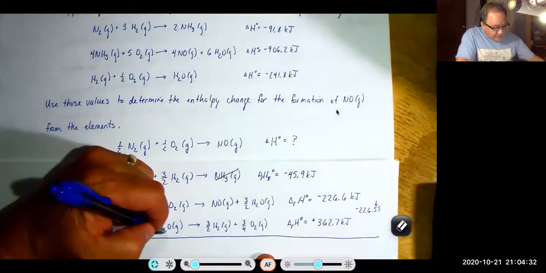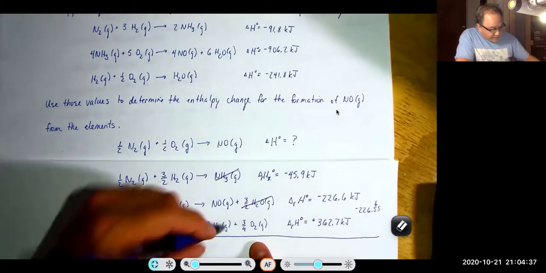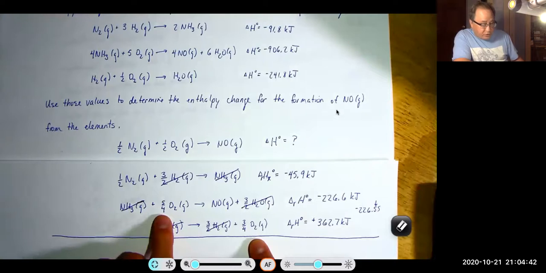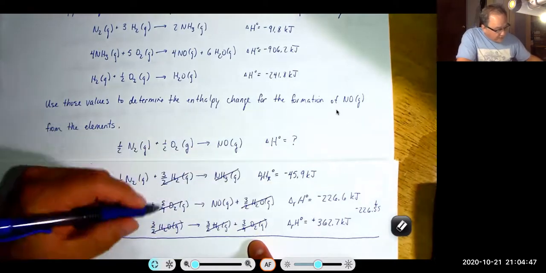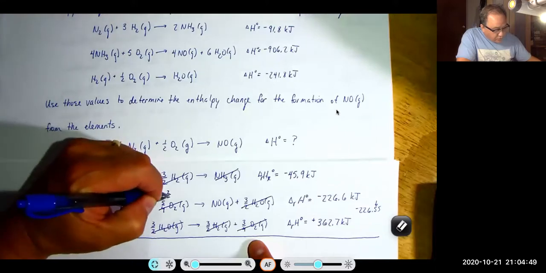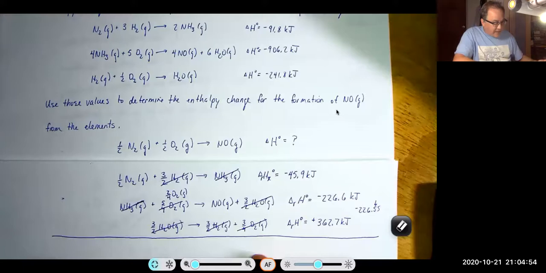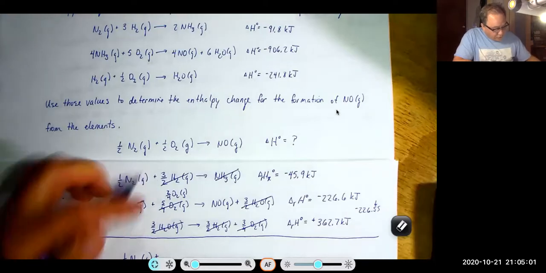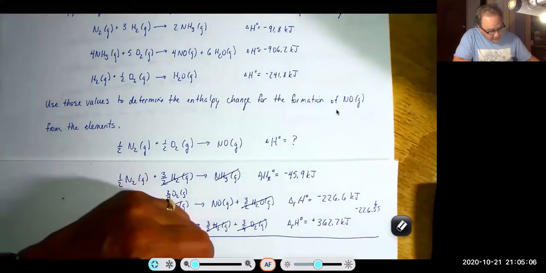The H2Os cancel. Here we have 3/2 H2 and 3/2 H2, they cancel. And here we have 5/4 O2 and 3/4 O2. So these are going to cancel, but we're going to have 2/4 O2 left over because only 3 cancel. So when we write the reaction, we see that we have 1/2 N2 gas plus 2/4 or 1/2 O2 gas gives you NO gas.